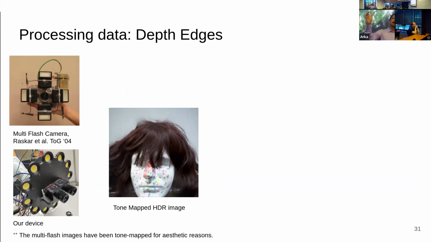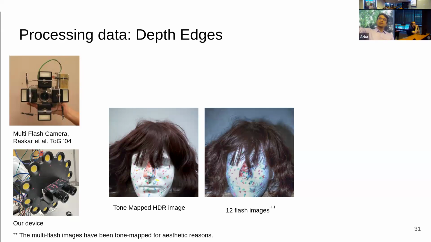The task here is to identify which pixels on this mannequin do have a depth edge. Since you know that this is a wig, there are tiny strands of hair. So it is a good bet if we just say the hair strands are the depth edges. We want to figure it out systematically by looking at the multi-flash images. And when I switch on the flash images, you can immediately see that answering this question is a bit easier.